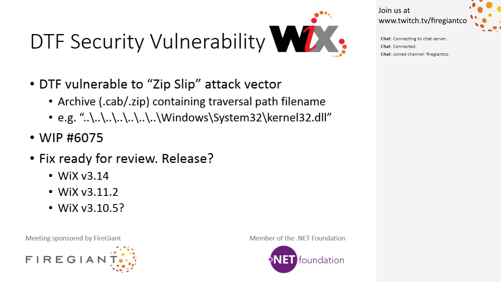It also works if the paths in the cabinet or in the archive are rooted, right? So you could do just a plain backslash Windows System32. I think you can. I wasn't able to create one that way. You may just need a different tool than I was using. But the net result is trying to place a file that should be relative to where you're saying to decompress these things way far away. And so we have a WIP for this, 6075, that we will talk about when we do triage, I think.